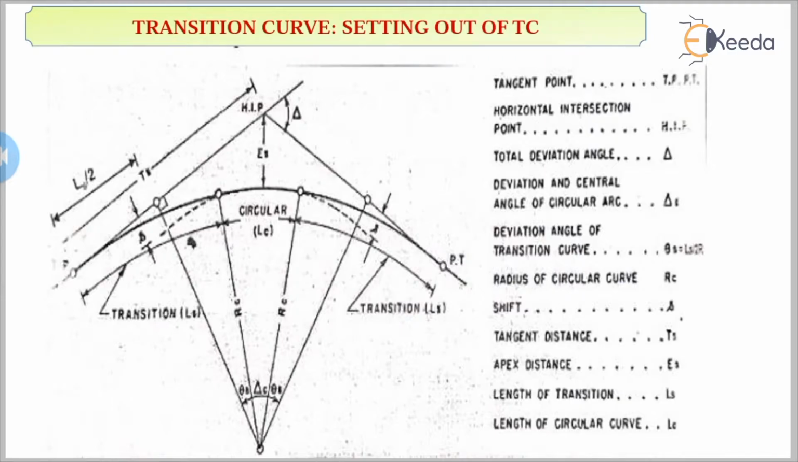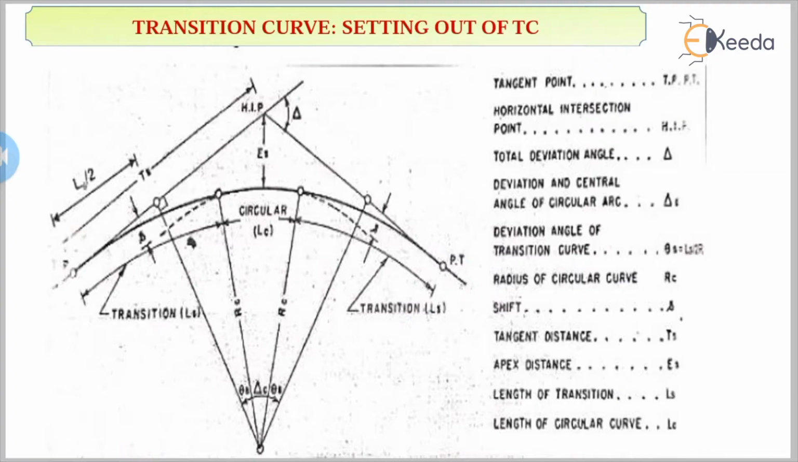This is provided because when a vehicle negotiates a curve, the centrifugal force acts on it. This centrifugal force should be gradually increased, and it will reach a maximum value, and after reaching the maximum value it should gradually decrease. Due to this, the vehicle does not experience a sudden jerk due to centrifugal force. That is why the introduction of transition length plays a vital role.